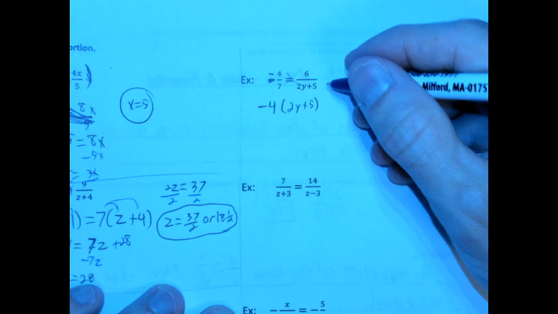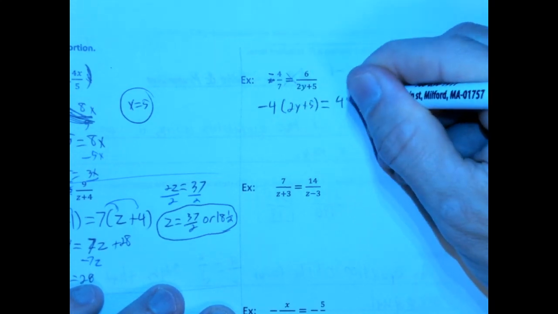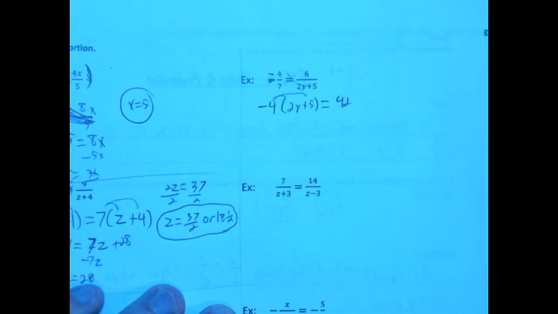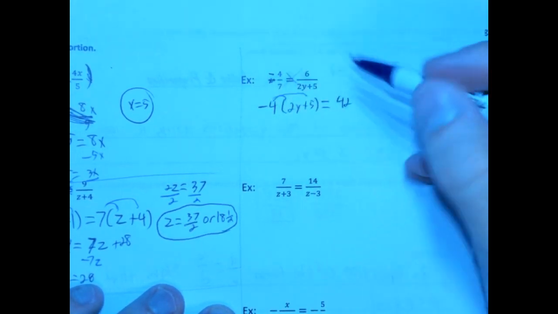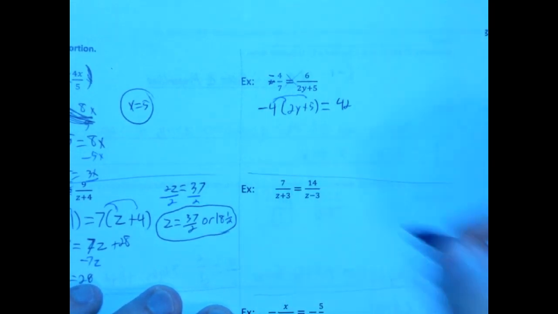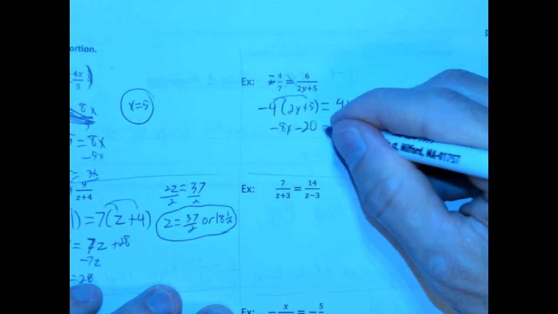And technically you don't have to cross multiply here, but it's just better, trust me. 7 times 6 is 42. Now we're going to distribute this -4. It's really important that you assign that negative sign to one of those two terms. Okay. So -8x minus 20 equals 42.